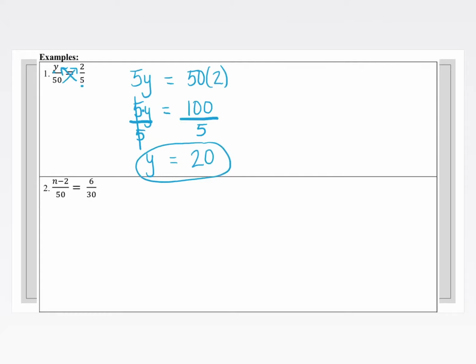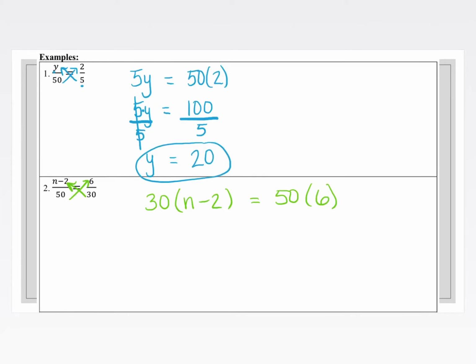Moving on to number 2, here we actually have what's called a binomial. So this is two terms with our variable here. n minus 2 divided by 50 equals 6 divided by 30. So we're still going to cross multiply, use the cross-product property. But here we have 30 times the quantity of n minus 2 equals 50 times 6.